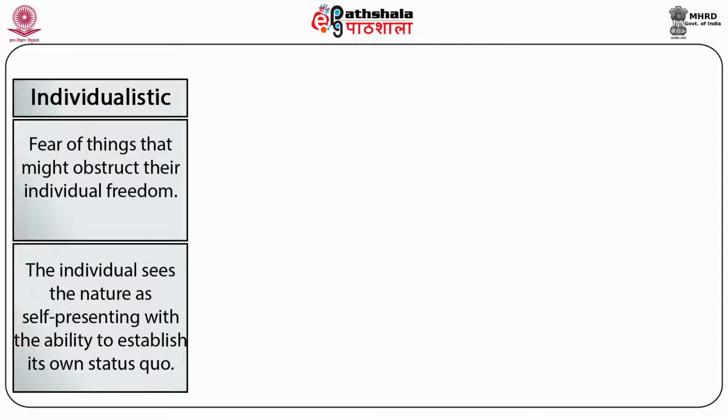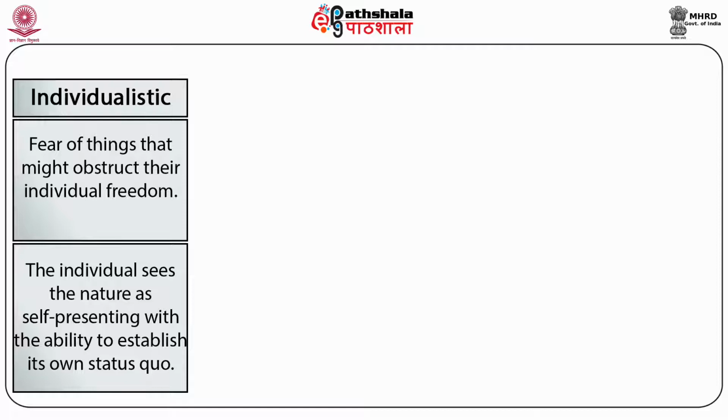Then how does the individual in this individualistic pattern see himself? The individual sees nature as self-presenting, with the ability to establish its own status quo. The individual in this kind of setup sees how nature is independent of many things. The individual also tries to identify with nature and says, I am also like nature, and he tries to maintain this status quo.